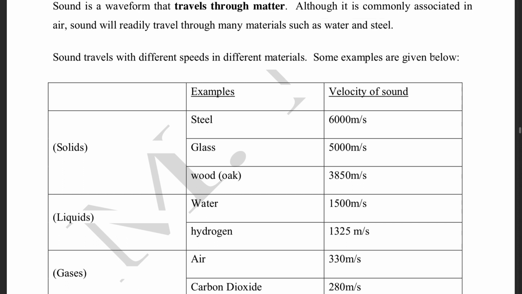So as we can see, we generally hear sound through air, and in air, sound has a speed of 330 meters every second. However, with materials that are denser, like liquids, and even more so in solids, the speeds are much higher. If we were to compare the speed of sound in air with the speed of sound in steel, it is almost 20 times as much. It is in fact 18 times as much. So in steel, sound travels 18 times faster than it does in air, because steel is much denser than air.